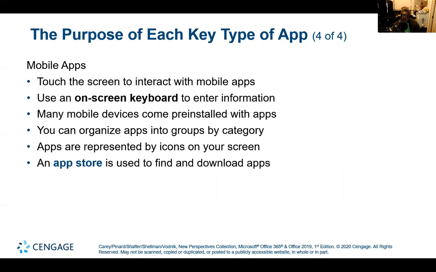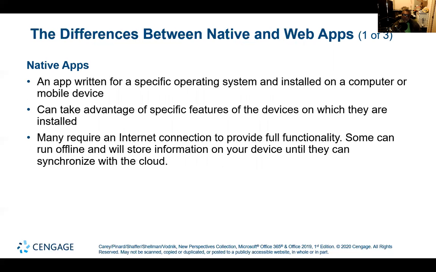Mobile apps: touch the screen to interact with the mobile app. Use an on-screen keyboard to enter information, and many mobile devices come pre-installed with apps. You can organize apps into groups by categories. Apps are represented by icons on your screen, and an App Store is used to find and download apps. Native apps.